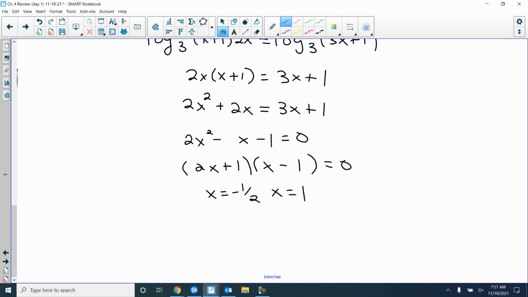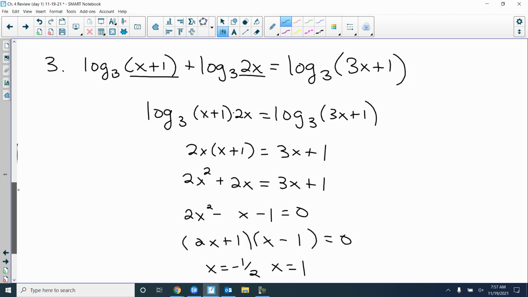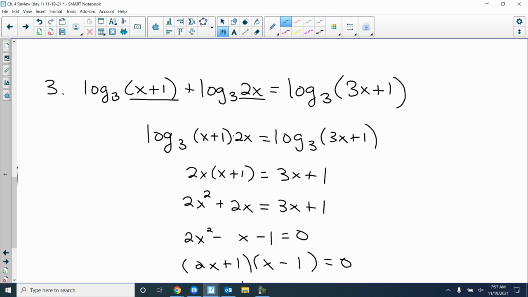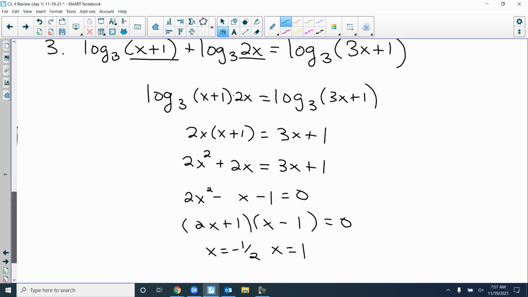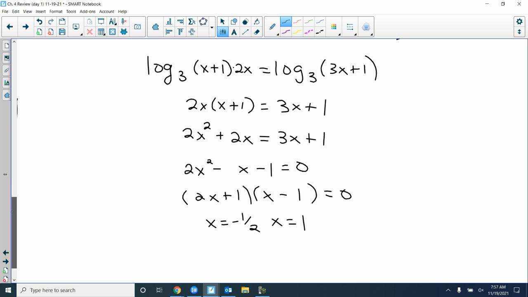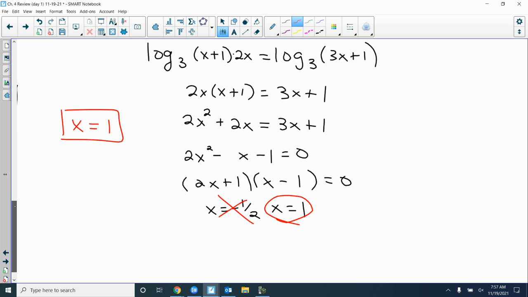X equals 1. All right, what do we have to check, though, when we're dealing with logs? You substitute back in. You can't take the log of 0 or a negative number. Well, one of these results in a negative number, the negative 1/2. So the negative 1/2 we have to eliminate. So your only answer is going to be x equals 1 here. Okay, x equals 1.